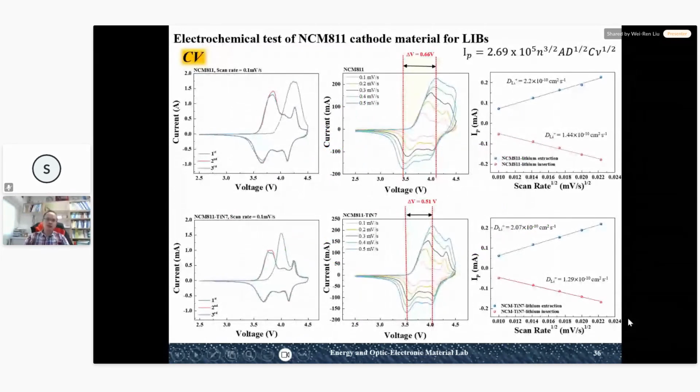We also use the cyclic voltammogram for the pristine and after the TiN7 coating at different scan rates, and we can also see similar behavior. The delta V is 0.66 volt and reduced to 0.51 volt. It means that the titanium nitride coating for 7 minutes can enhance the kinetics during the charge and discharge process. And also we can use this equation to identify the lithium diffusion during the charge and discharge process.